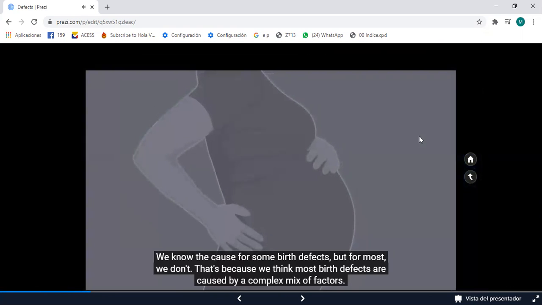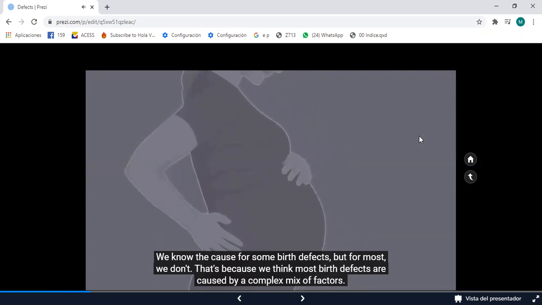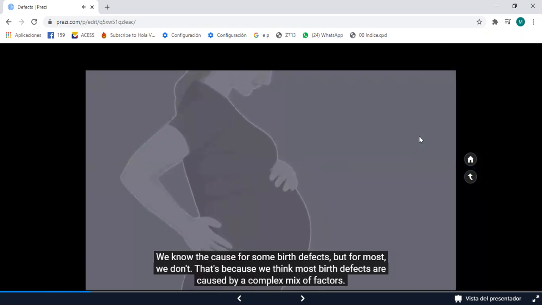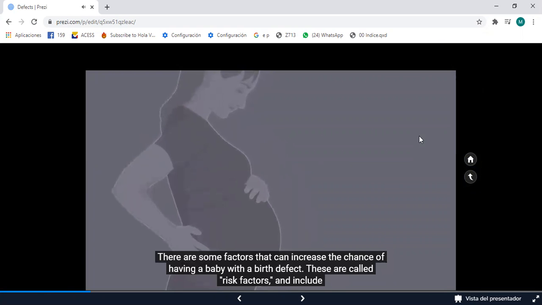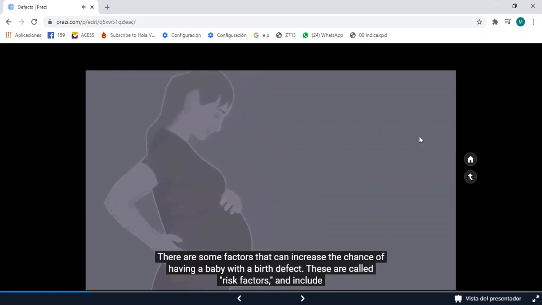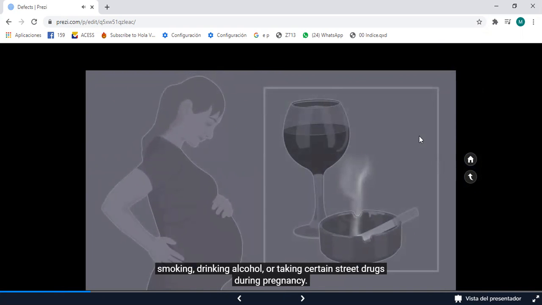We know the cause for some birth defects, but for most, we don't. That's because we think most birth defects are caused by a complex mix of factors. There are some factors that can increase the chance of having a baby with a birth defect. These are called risk factors and include smoking, drinking alcohol, or taking certain street drugs during pregnancy.